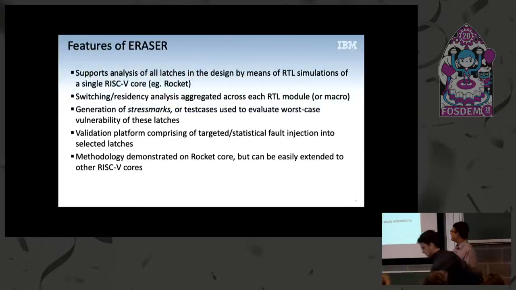So from the previous slide, some of the key features of ERASER: we support the analysis of latches by means of RTL simulation. We have switching residency analysis aggregated at the RTL module or macro level. We use these to generate stress marks to evaluate the worst case vulnerability, particularly to minimize the derating of latches in case of a soft error strike or a radiation strike. We then have the validation platform that I mentioned. And finally, we demonstrate on the Rocket core, and we are in the process of extending to other cores as well.